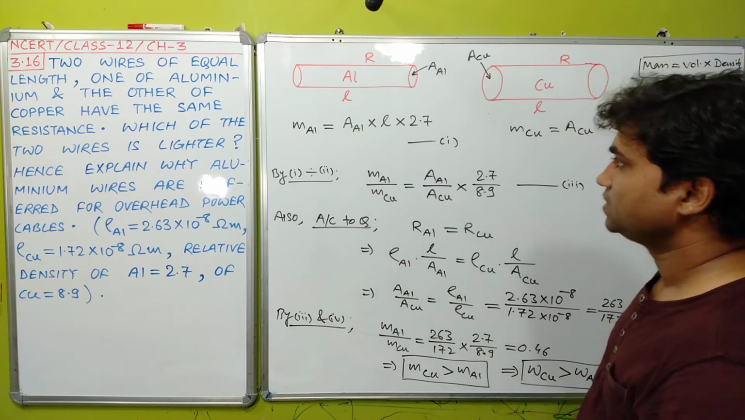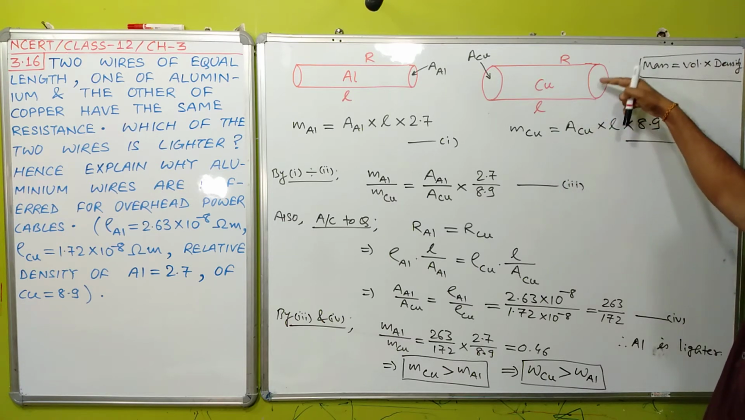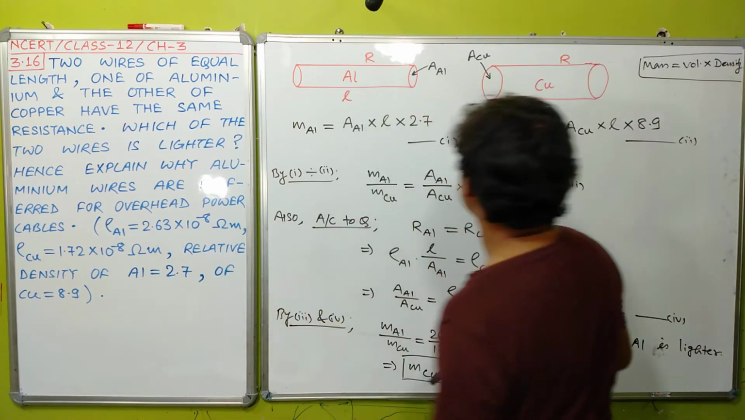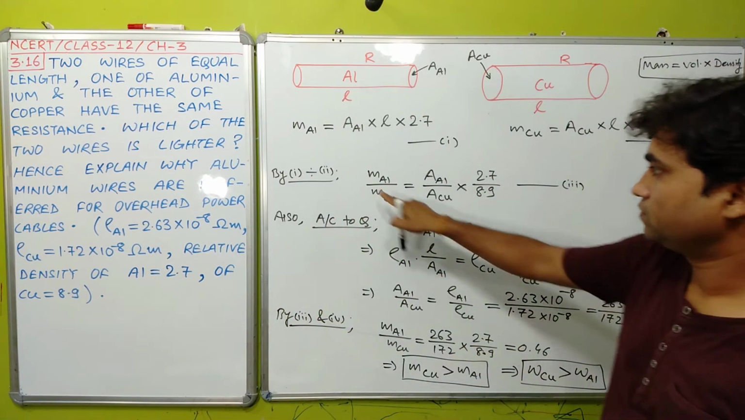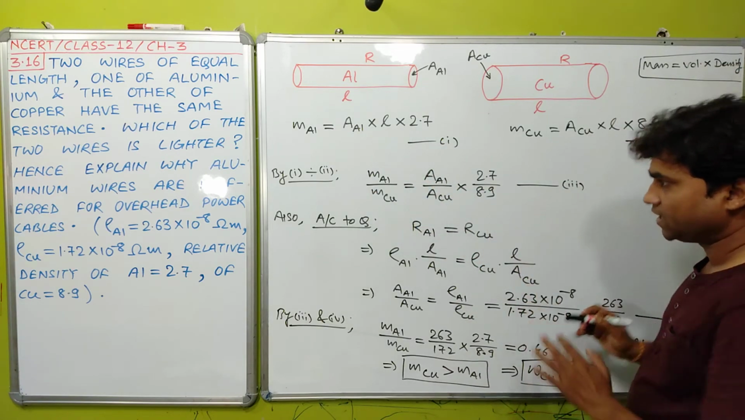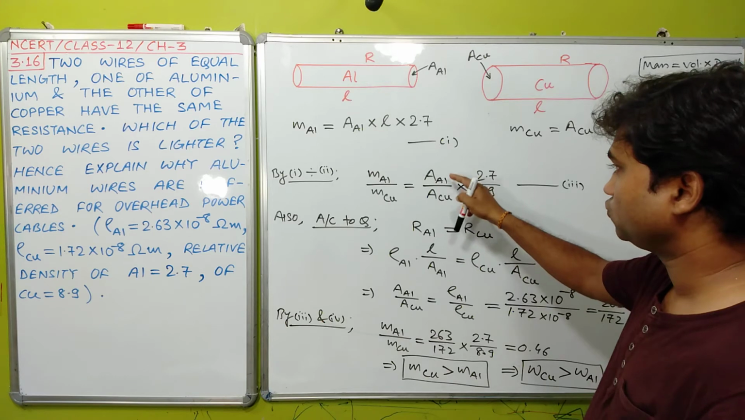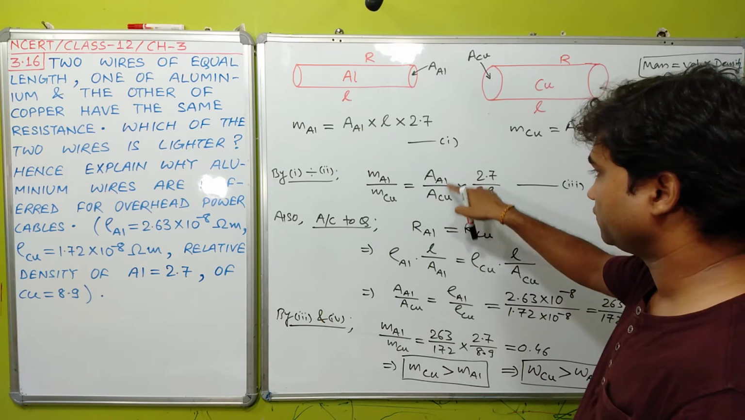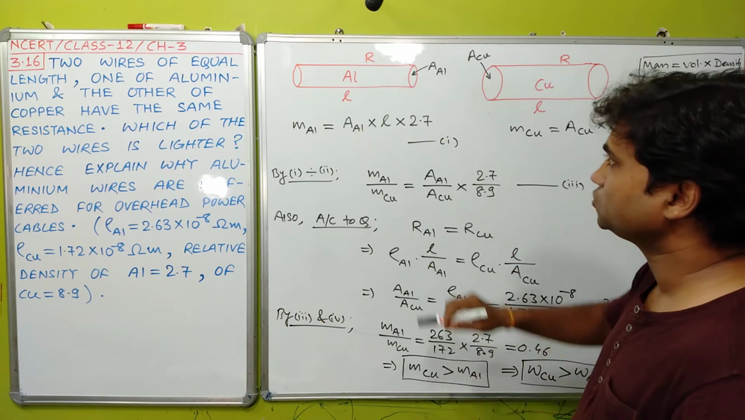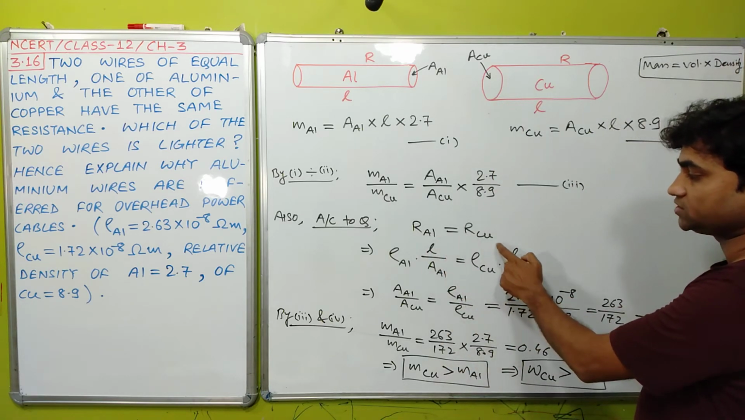And similarly student, we can write down the value of mass of copper, which will be its area of cross section into length, this is its volume, into its density 8.9. Now by dividing 1 by 2, you can see this length will be cancelled out, and finally we have this result. Again, from here for finding its ratio we will have to calculate the ratio of area of cross section of aluminium and copper. And student, since we have another clue that the resistances of the two wires are the same, the resistance of aluminium wire equals the resistance of copper wire.